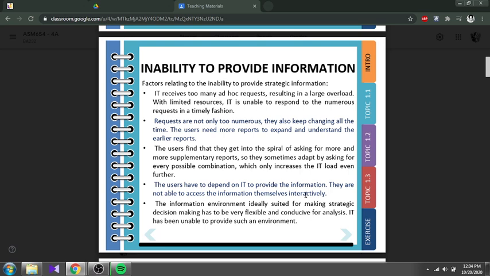The users have to depend on IT to provide information. They are not able to access the information themselves interactively. This happened last time. And the information environment ideally suited for making such decisions has to be very flexible and conducive for analysis. IT is unable to provide such an environment. Because they are busy with other things, to focus on this is not an easy task.